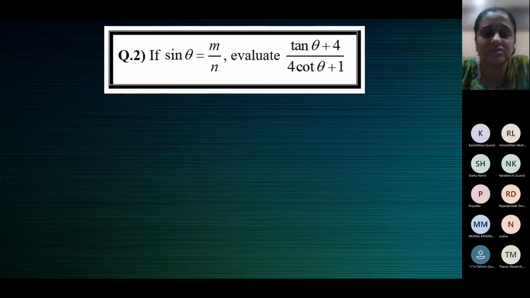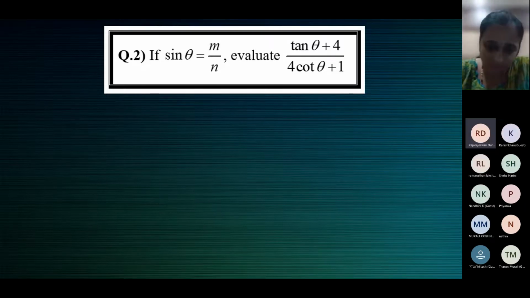Which are the two sides sine theta connects? Sine theta connects the opposite and hypotenuse, ma'am. Opposite by hypotenuse. So Rajarajeshwari, are you using a right triangle to find tan theta and cot theta? No? Ma'am, I tried, ma'am, but I didn't get the answer.